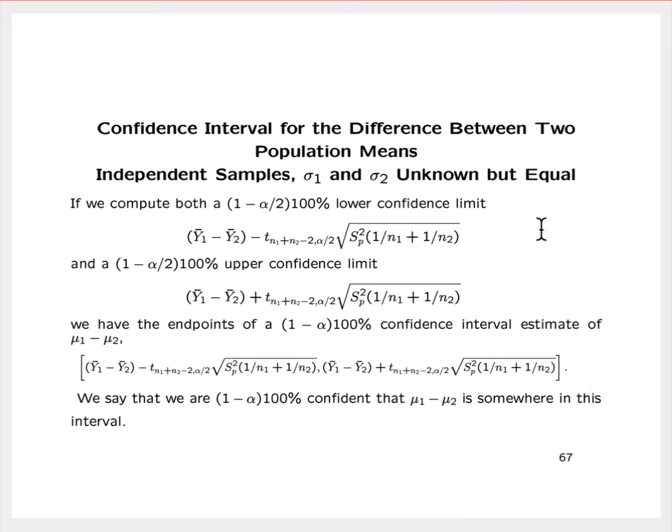Okay, now if we compute both a 1 minus alpha over 2 times 100% lower confidence limit and a 1 minus alpha over 2 times 100% upper confidence limit, then we put them together, then we have the endpoints of a 1 minus alpha times 100% two-sided confidence interval estimate of mu1 minus mu2. And once we've computed the endpoints and constructed this interval, we say that we are 1 minus alpha times 100% confident that mu1 minus mu2 is somewhere in this interval.